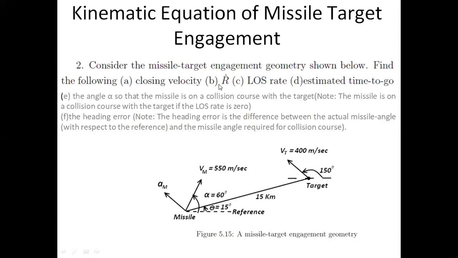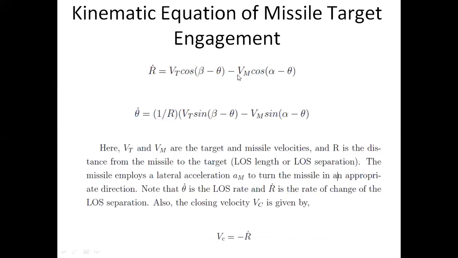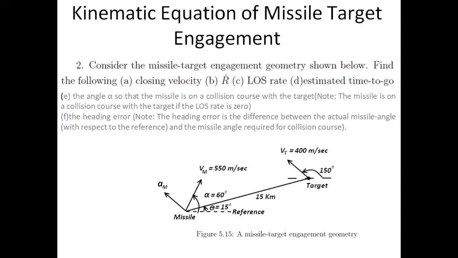Find out R dot. The formula is given here. What is R dot? It will be the negative of closing velocity simply. Minus 90. I'm not sure about the answer, so I'm asking if it is correct. Your voice is not audible.